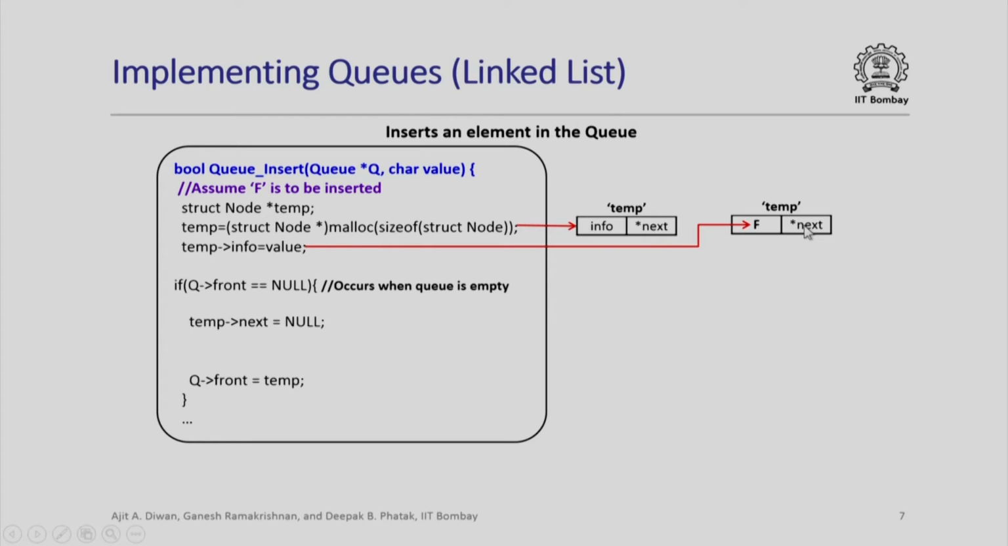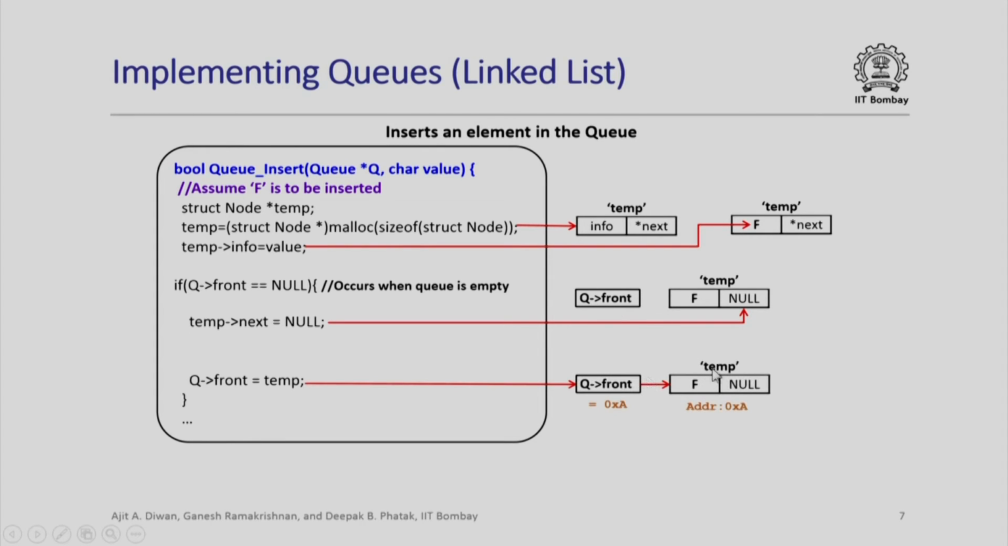Further, the front of the queue has to point to this node itself. We accomplish this by setting temp next to null and queue front to temp. Very simple operation, f has got inserted now. So, this is the queue front which will now point to this node, and temp has now become a full-fledged node in my linked list implementation of the queue.